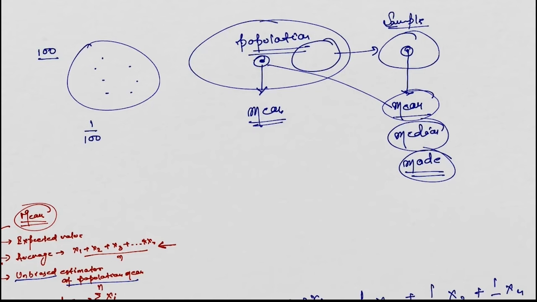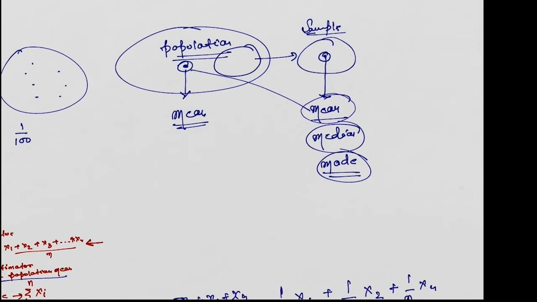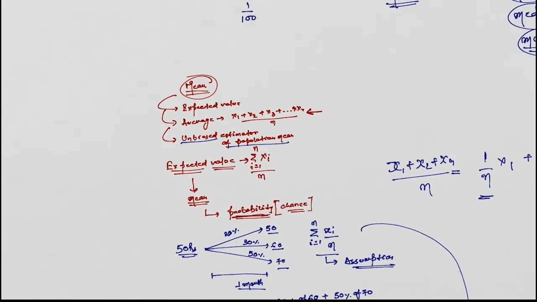So therefore the mean is called BLUE, the Best Linear Unbiased Estimator. ठीक है? तो अगर आपको पॉपुलेशन के मीन को प्रेडिक्ट करना है, you could have predicted with the help of the sample median, you could have predicted it with the help of the sample mode, बट वो कह रहा है वो बेस्ट एस्टिमेटर नहीं होगा मीन का, the best estimator is the sample mean. So that is what the discussion is.